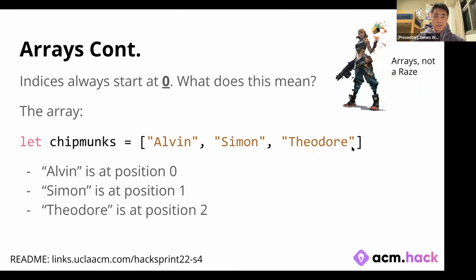Some important things to note about arrays is that the indices of an array always start at 0. This might be a bit confusing at first, but what this basically means is we start counting at 0. So if we had this array called chipmunks, then position 0 would be Alvin, position 1 would be Simon, and position 2 would be Theodore. So we always start at 0 for arrays.